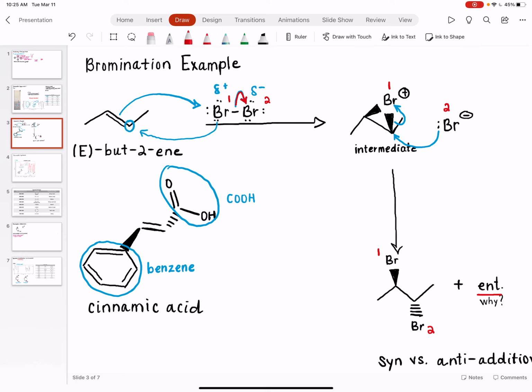The reason we have an enantiomer is because the bromine could attack. Oh, sorry, that's not an accurate arrow. Bromine can attack that carbon, kick up electrons, and this bromine 1 would end up on the other side there. So we have the opposite stereochemistry as well.